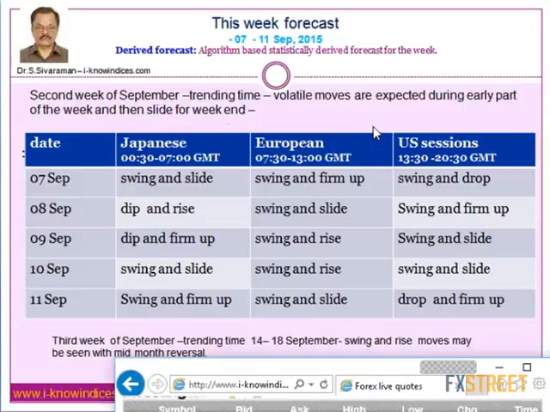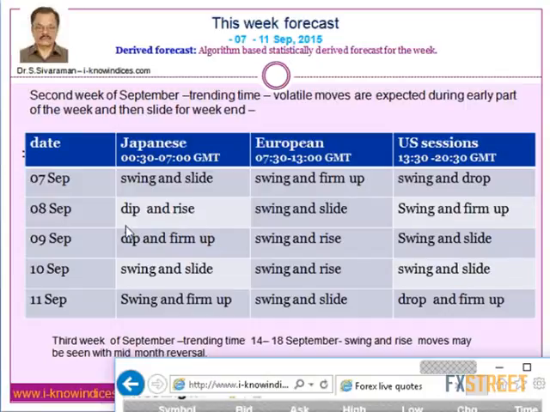Now, this week, they are expected to make the downward move, and they are expected to make the swing and slide during the Japanese session, then swing and firm up during the European session, and then drop. So an ideal trade, since the trend is going to be downward, is to take a sell on the firm up and keep the hedge order, and then when they drop, you book profit.